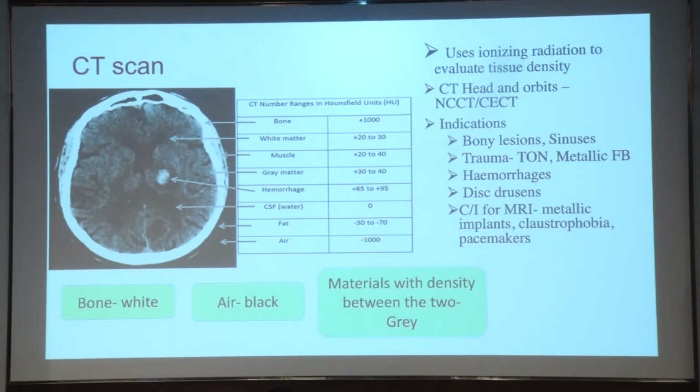So what are the specific indications for CT, where it is preferred over MRI? It's bony lesions, when you want to rule out sinus lesions, traumatic cases, hemorrhages, and when MRI is contraindicated, like metallic implants and claustrophobia.